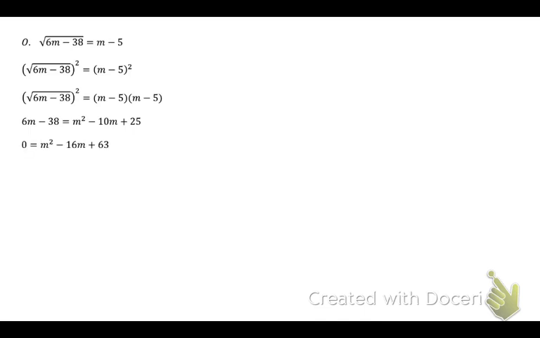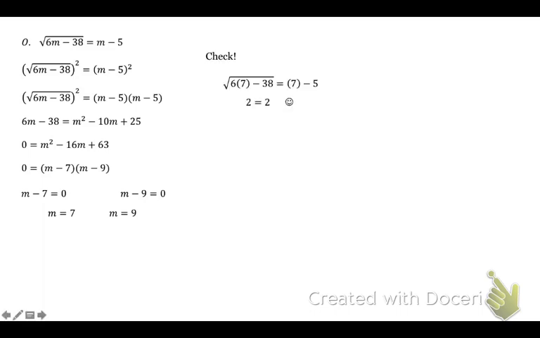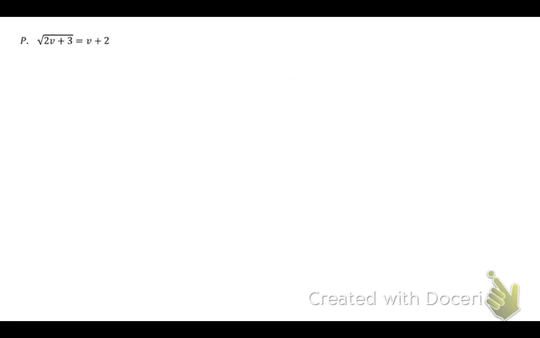We're going to subtract that 6m, add the 38, so you get m squared minus 16m plus 63. So that's m minus 7, m plus 9. So m equals 7, and m equals 9. Now we need to plug those in to check. You get 2 equals 2. Yep. Plug that in. You get 4 equals 4. So both of those answers work. Okay?